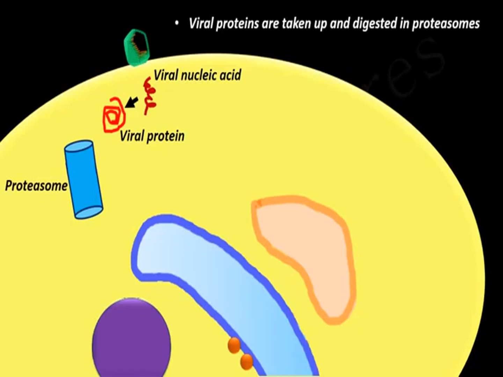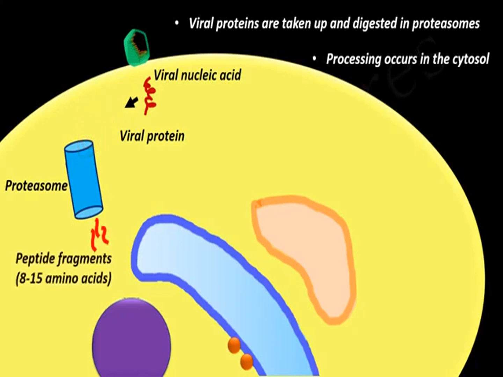Proteasomes are present in the cytoplasm of all cells and are made up of 12 to 15 protein subunits. By the term proteasome we understand that these structures have proteolytic activity, and thus they are able to degrade cytosolic proteins into peptide fragments. These fragments are about 8 to 15 amino acids long. So, viral proteins are digested by the proteasome into peptide fragments.